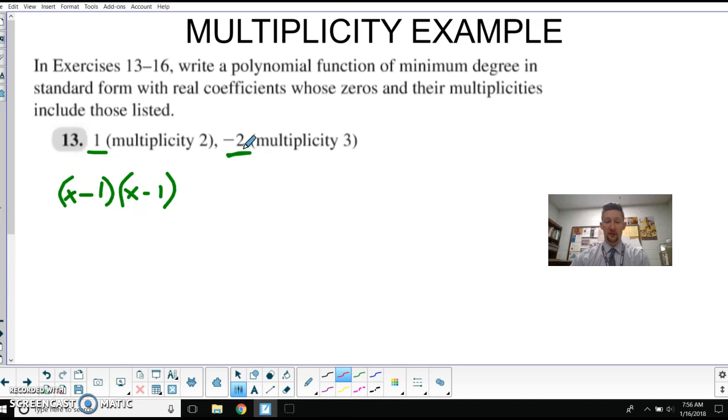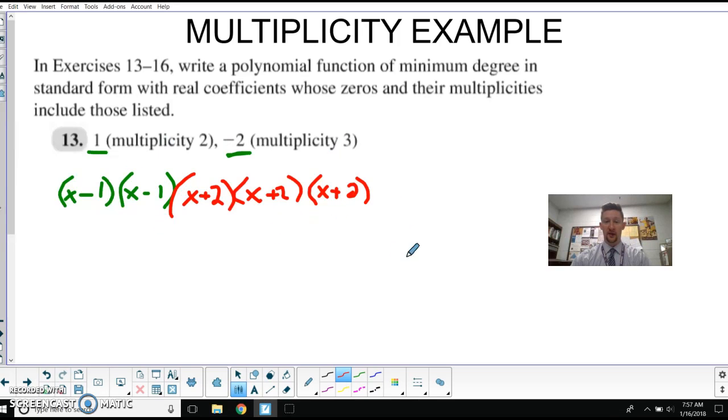And then the same thing with negative 2. If negative 2 is a zero, then x plus 2 must be the factor that it comes from. And if it has a multiplicity of 3, that means that x plus 2 is a factor 3 times. Now, once I have all the factors figured out, the only thing left for me to do, not that it's a little thing, is to FOIL all of these factors together.